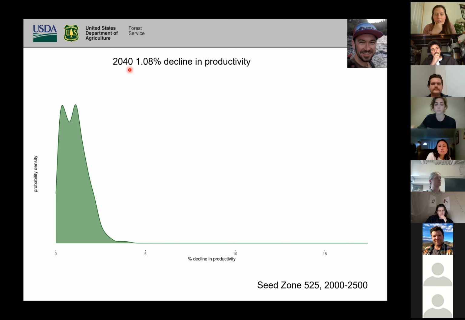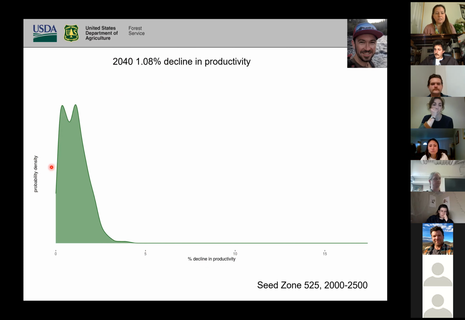So now, what does that decline in productivity look like? So remember, 2040, we had a 1.8% decline in productivity. I'm going to walk through this graph because in the next slide you can't read anything. Probability density is this thing. So most of this is comparing across the seed zones. The seed zone's a large geographic area, and we compare the climate at each location or a set of locations within each seed zone for where the seeds came from and where they're being planted, and then calculate this decline in productivity. And this is the probability density across that seed zone.